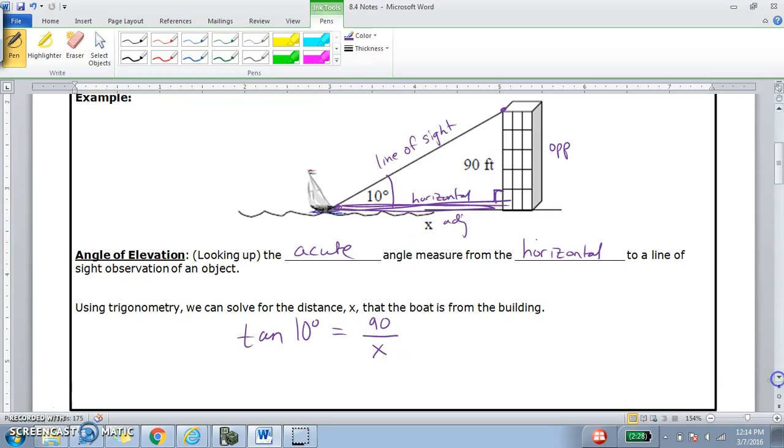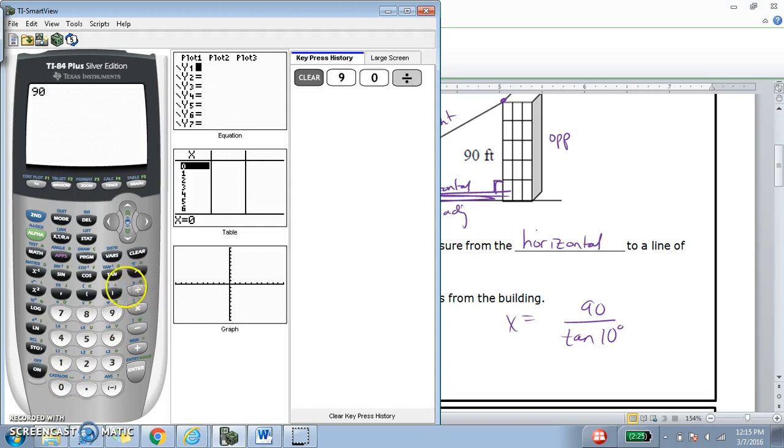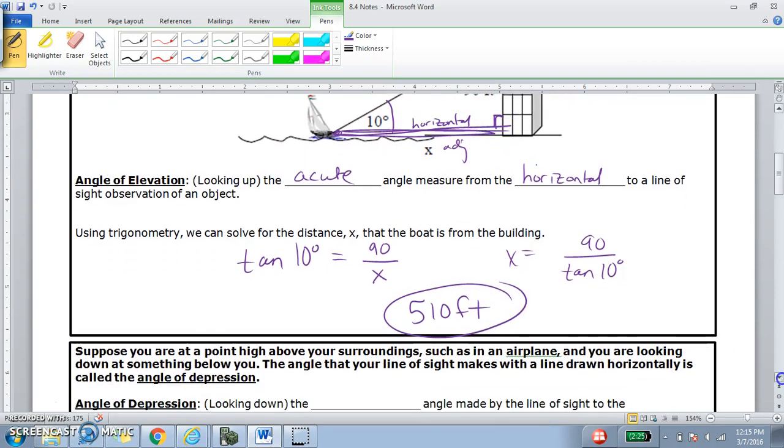And just like we learned in the last section, when you've got your variable on the bottom, that variable is going to equal the top number divided by the tangent of 10 degrees, or whatever angle, whatever trig function you have over here. So I'm going to type that in my calculator, 90 divided by tan 10 gives me 510.4, so we'll just round it to 510 feet. So the boat would be 510 feet away from the building.